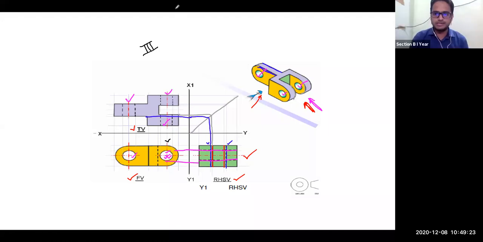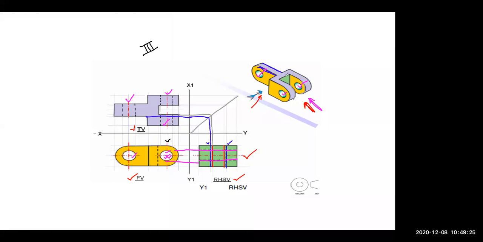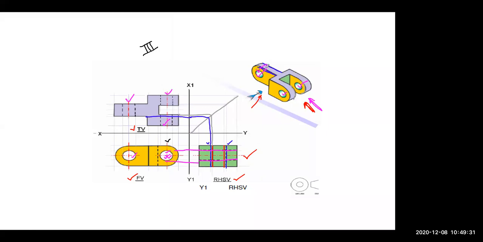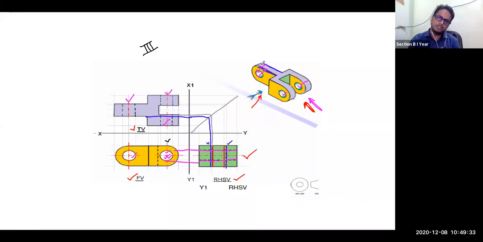Front hole of right hand side view. Let me ask you, which hole? This hole you are talking about? Yes, sir. Okay. So this hole is on which body? It is in the central body. Okay. Central body means I am telling this part.